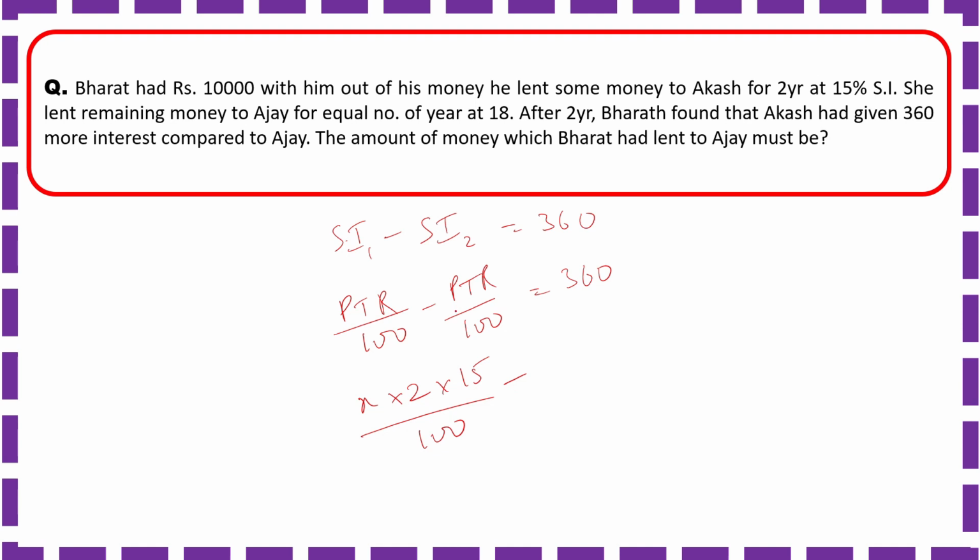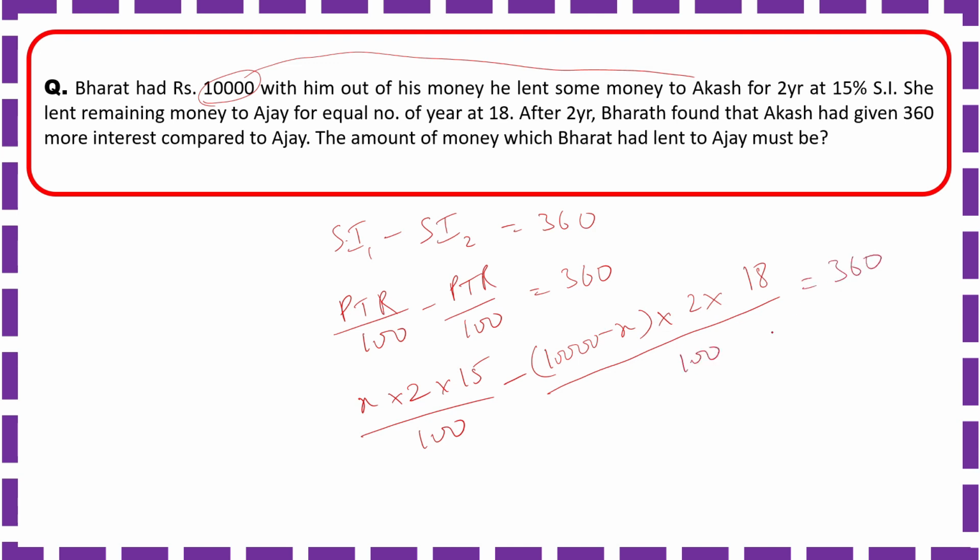Why? Because out of this 10,000, some amount was lent to Akash and the remaining amount to Ajay. So if Akash gets x rupees, then Ajay must get the remaining, that is 10,000 minus x. Okay, so 2 into, what is 2? 2 is the number of years, and 18% by 100, that is equal to 360. So calculate this, you'll get x as 6,000 rupees.